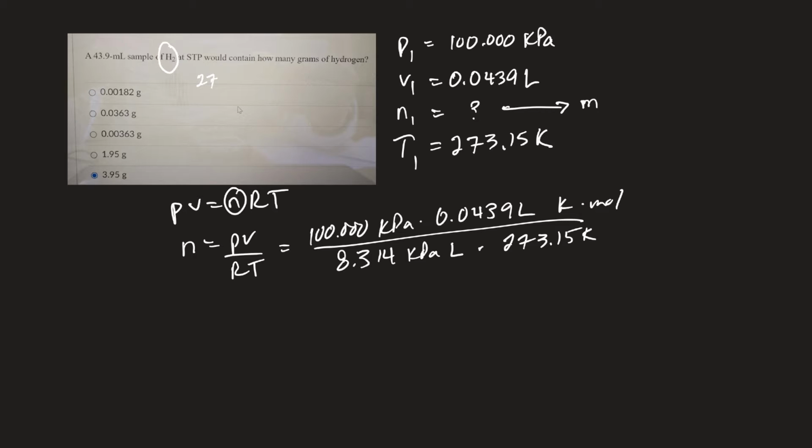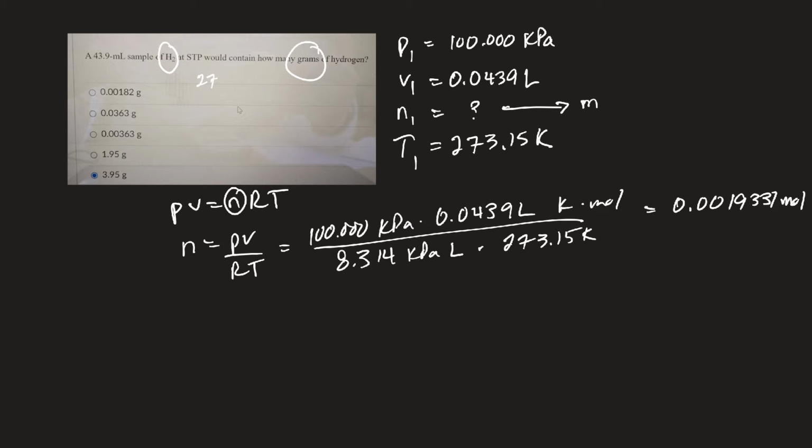Calculator. 100 times 0.0439 equals, divided by 8.314 and 273.15. Okay, so I'm getting 0.0019331 moles. And they want to know grams.